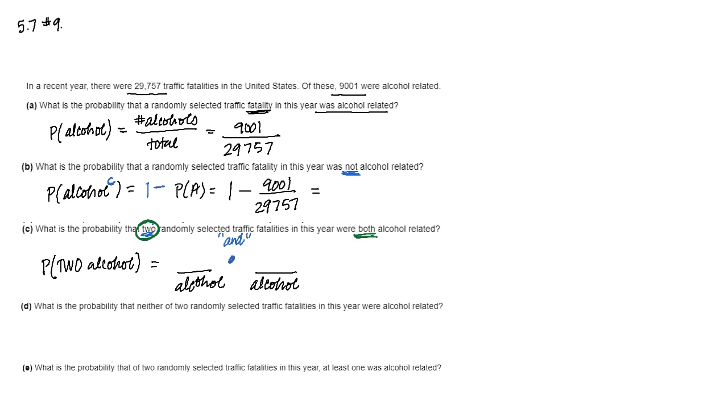Well, the probability that the first fatality was related to alcohol is 9,001 divided by 29,757. And we can go back in there and talk about a second fatality in a population of 29,757. If we take 1 out of it, it's not going to affect the probability of the next event. 9,001 out of 29,757. Or you could do 9,000. It won't change that answer. These are independent because of the large sample size.